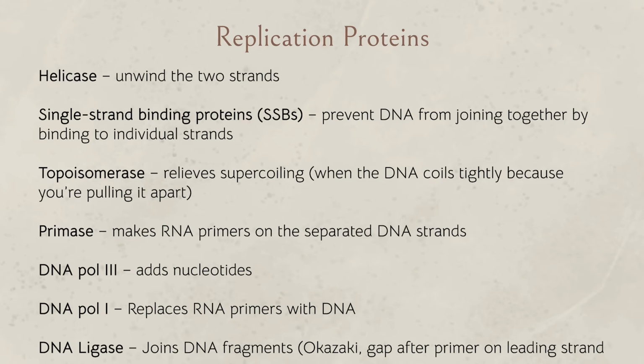Okay, and then primase makes RNA primers on the separated DNA strands. So it essentially makes these short RNA sequences on the DNA for replication to begin there. And then DNA polymerase 3 is the big one. It's the one that adds nucleotides and does the bulk of the replicating. And DNA polymerase 1 replaces those RNA primers made by primase with DNA, because we don't want RNA in our DNA. In fact, RNA is much less stable, so we definitely want to use DNA for long-term storage.